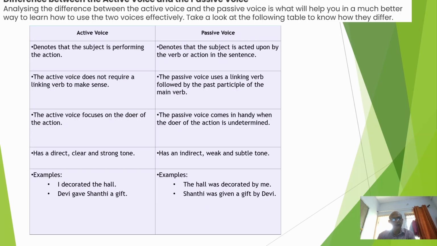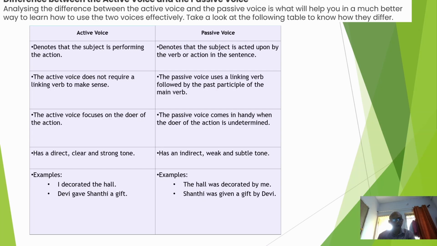Active voice denotes that the subject is performing the action. Passive voice denotes that the subject is acted upon by the verb or action in the sentence. The active voice does not require a linking verb to make sense. The passive voice uses a linking verb followed by the past participle of the main verb. The active voice focuses on the doer of the action. The passive voice comes in handy when the doer of the action is undermined. Active voice has a direct, clear, and strong tone; passive voice has an indirect, weak, and subtle tone.